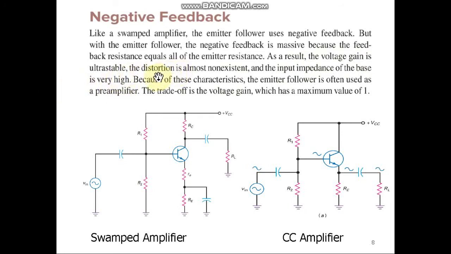The voltage gain will be stable, distortion is almost null, and the input impedance of the base will be very high. Because of these characteristics, the emitter follower is often used as a preamplifier. We will see later on where we are going to use the amplifier. The trade-off is the voltage gain, because your voltage gain will be reduced and it will be maximum 1. Okay, that we will see with the equation, what is the value of voltage gain we are getting in the CC amplifier.